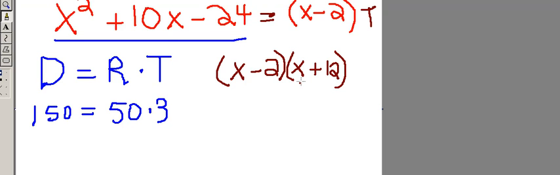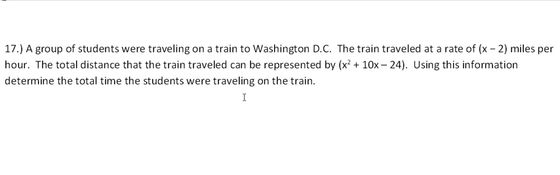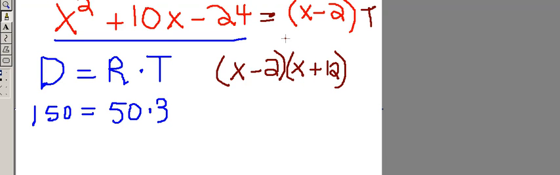And if I multiply this back out, x squared plus 12x minus 2x minus 24, that works. So basically, to answer the question, it says, using this information, determine the total time the students were traveling on the train. The time is x plus 12. That's it.